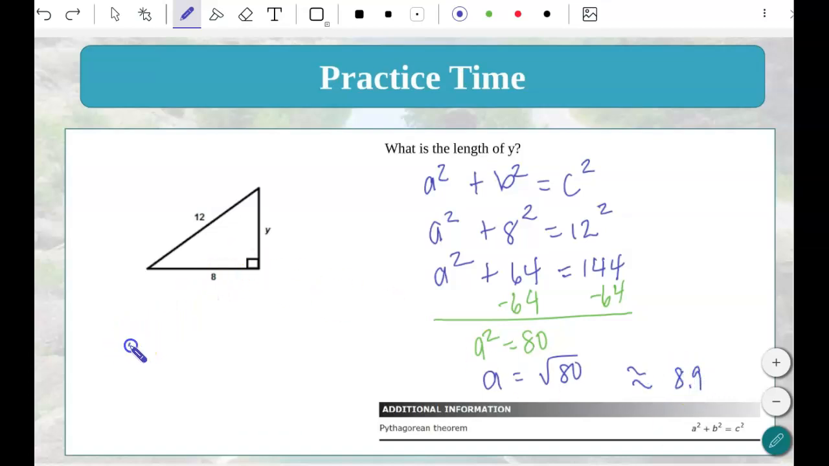Again, on the calculator, you're going to do that second key, the blue key, press x squared, above which you'll see that square root sign. Put in your 80 and press enter to get the square root of 80.